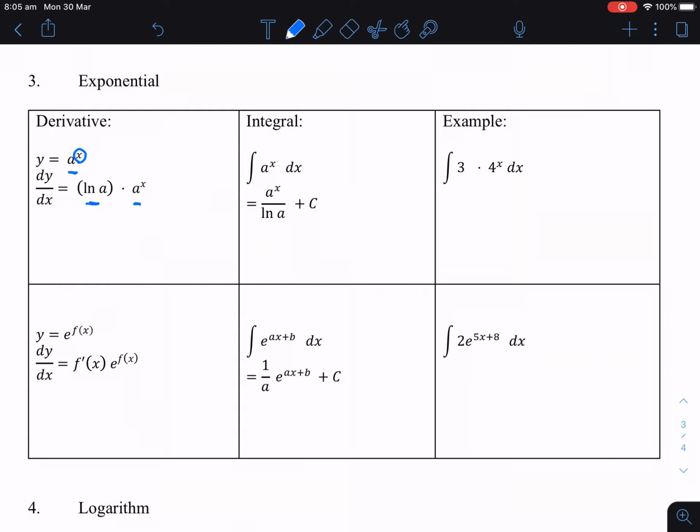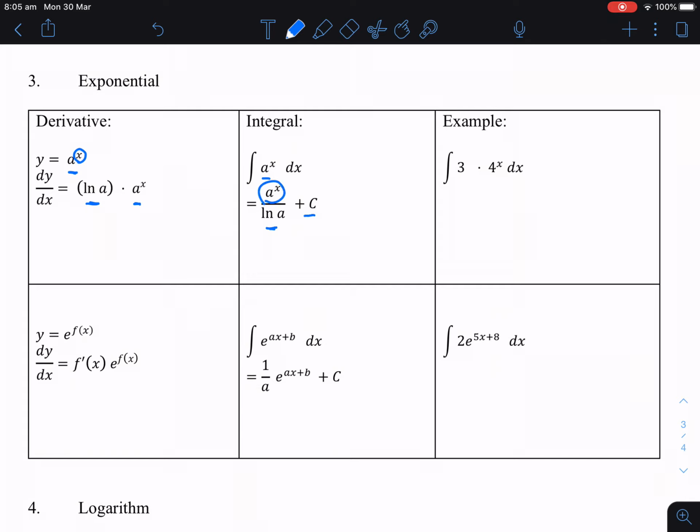So that's the only difference. We don't do anything with the x, we don't subtract any values from it, we just have the natural log of a times a to the x. So the integral of a to the x, well, that's a little bit different again from what we've done because the power is in x. But this time we're just reversing out what we did with the derivative. So instead of multiplying by the natural log of a, we divide by natural log of a. A to the x stays the same. That won't change. And we have our constant of integration.